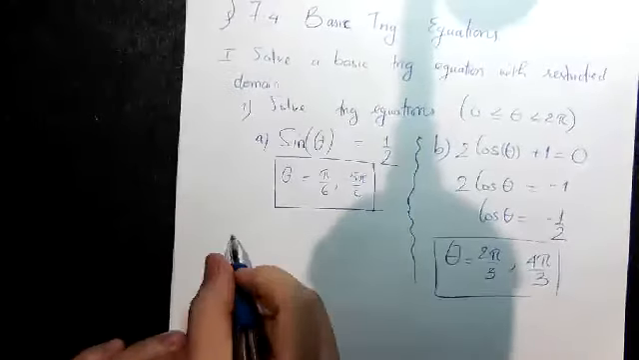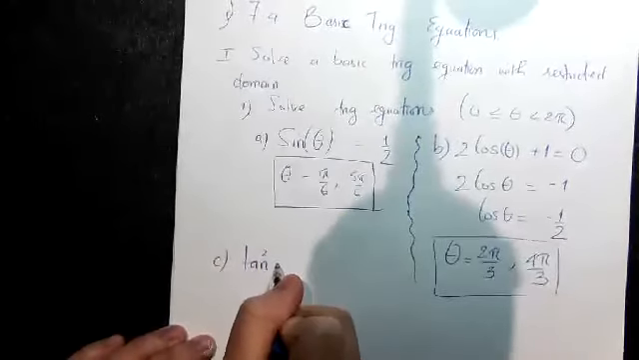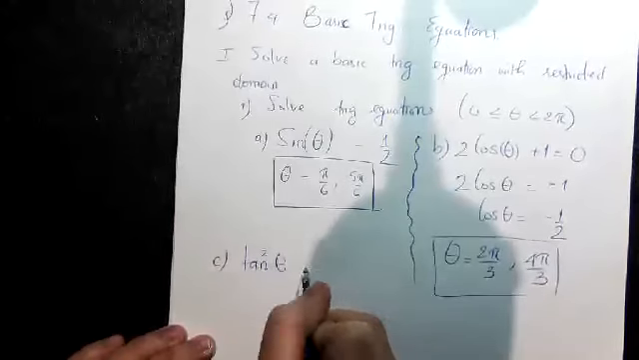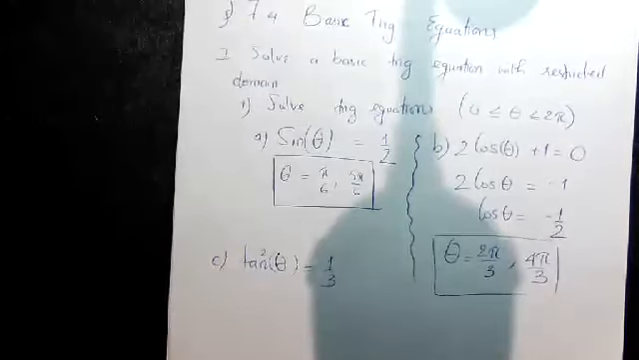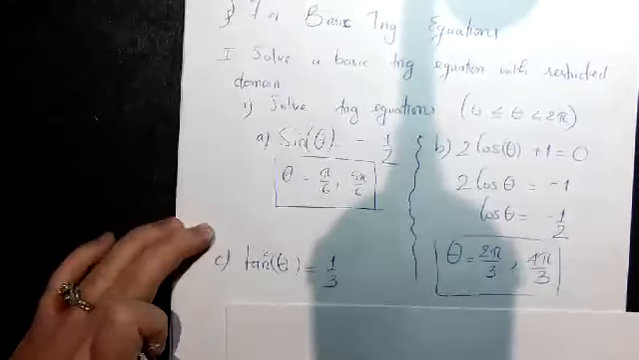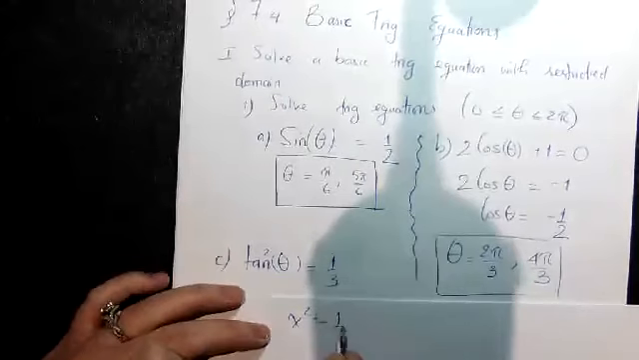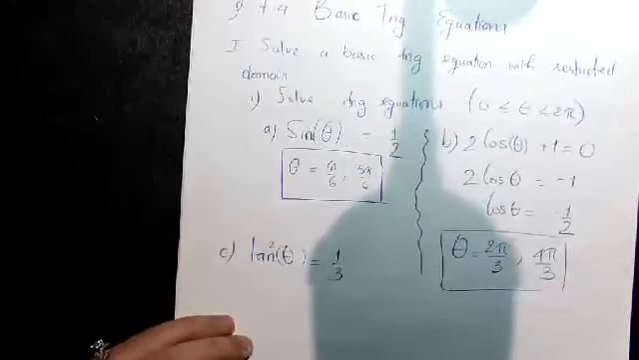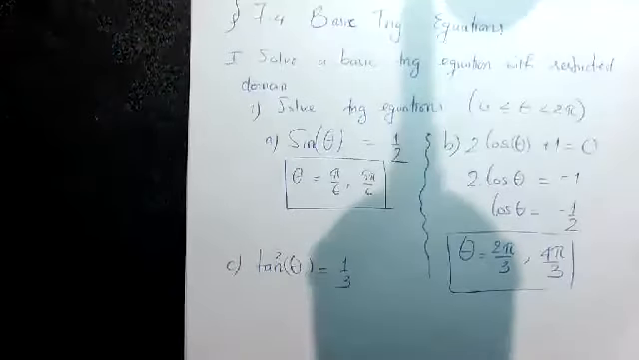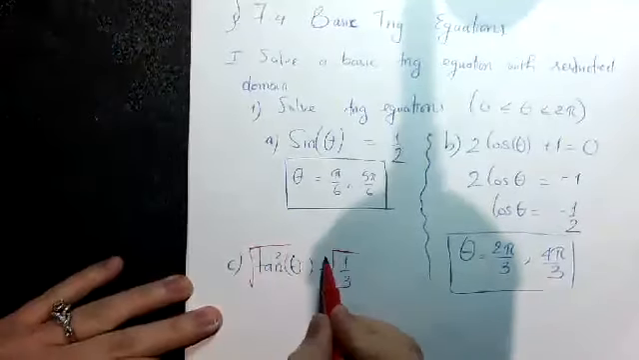C, tangent squared theta equals 1/3. Recall, in algebra, if I have, say, x squared equals 1/3, what do you do? How do I solve for x? Yeah, I think square root, right? Plus or minus, don't forget that. You do the same thing here. You take the square root, don't forget plus and minus.